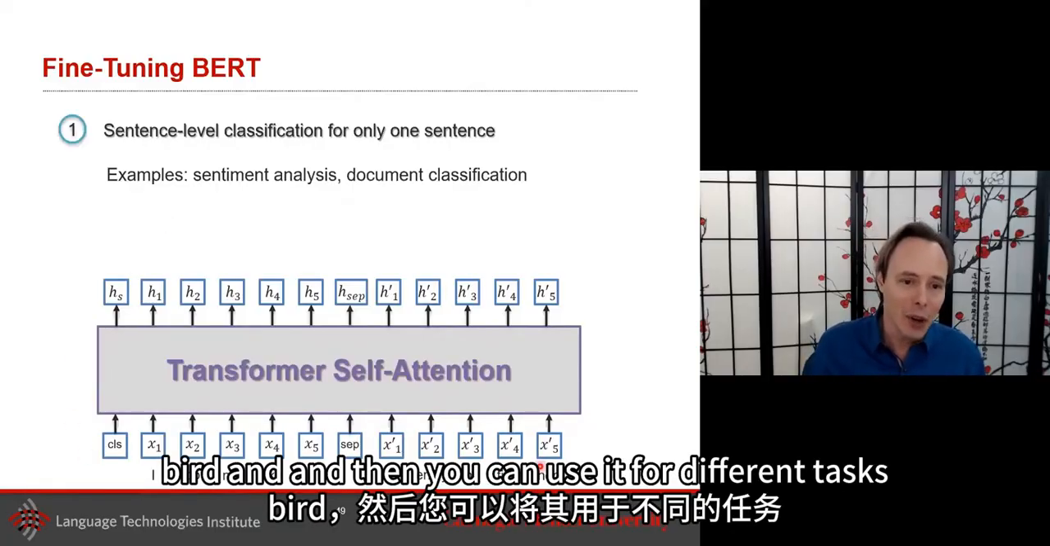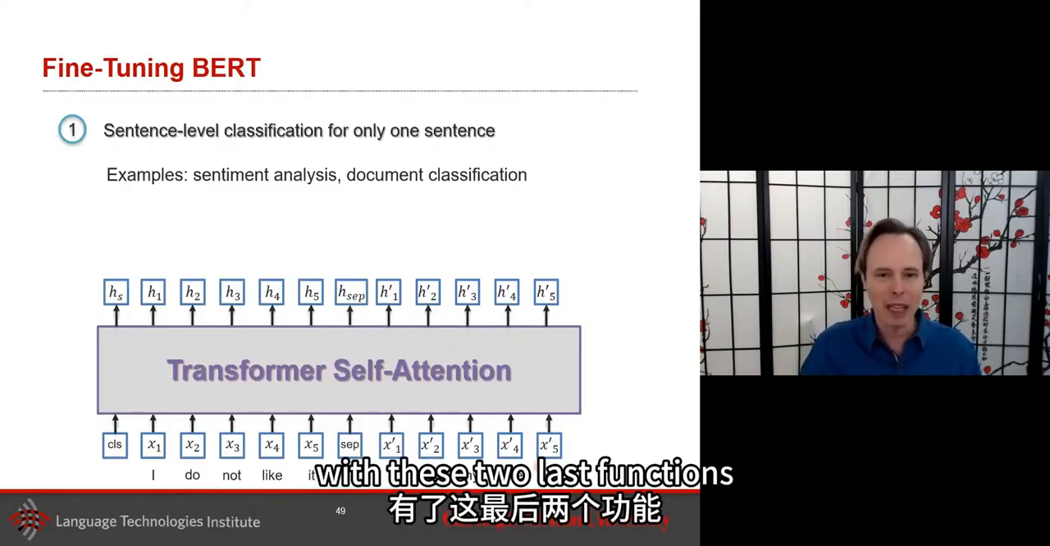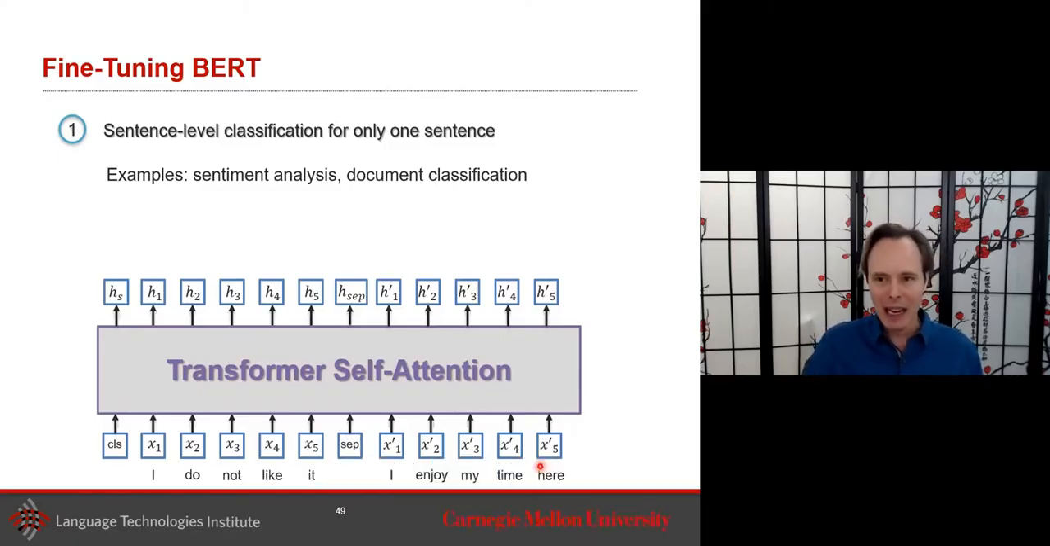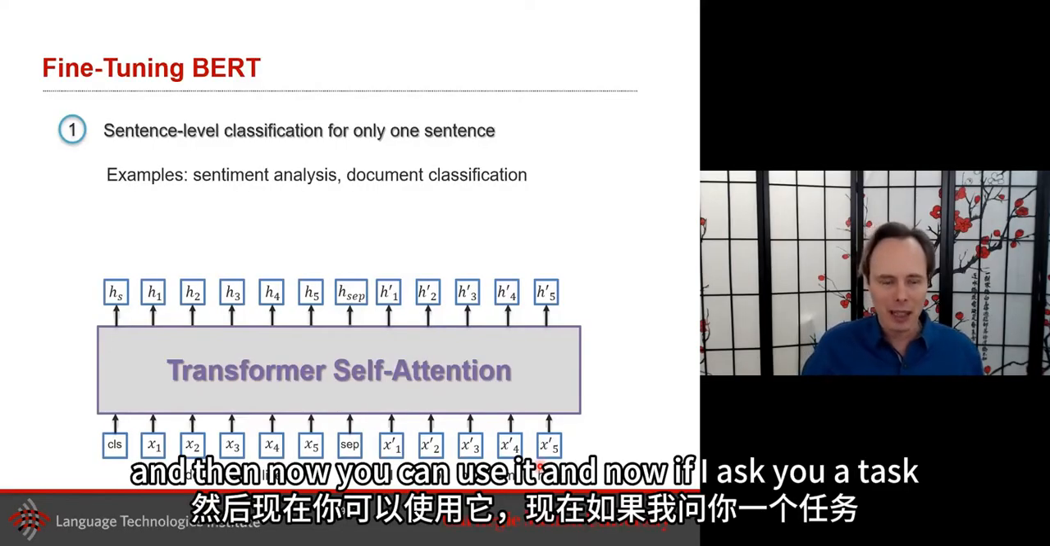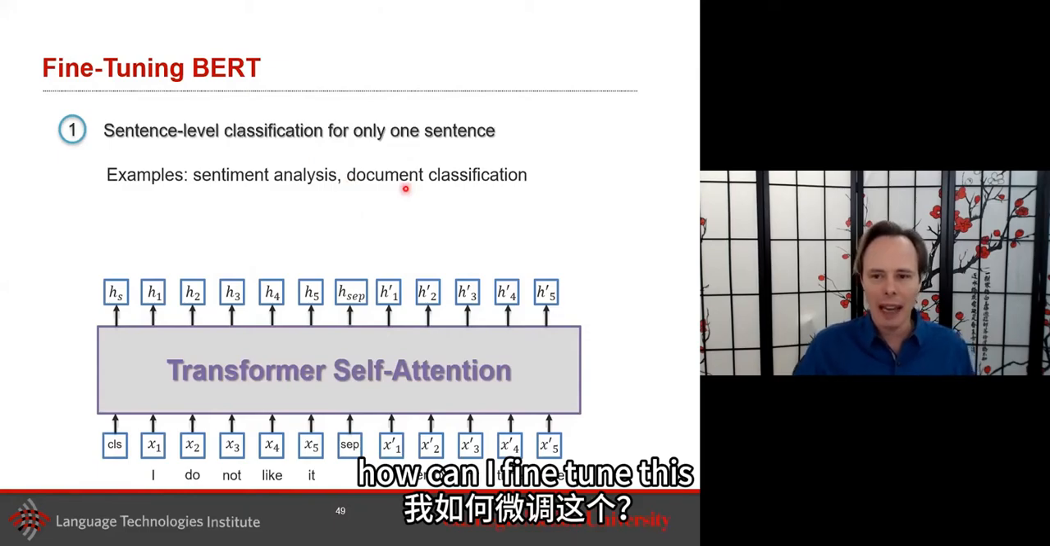And then you can use it for different tasks. So you take the model that has been trained with these two loss functions in an unsupervised way, and now you can use it. If I ask you a task like sentiment analysis or document classification, how can I fine-tune this?